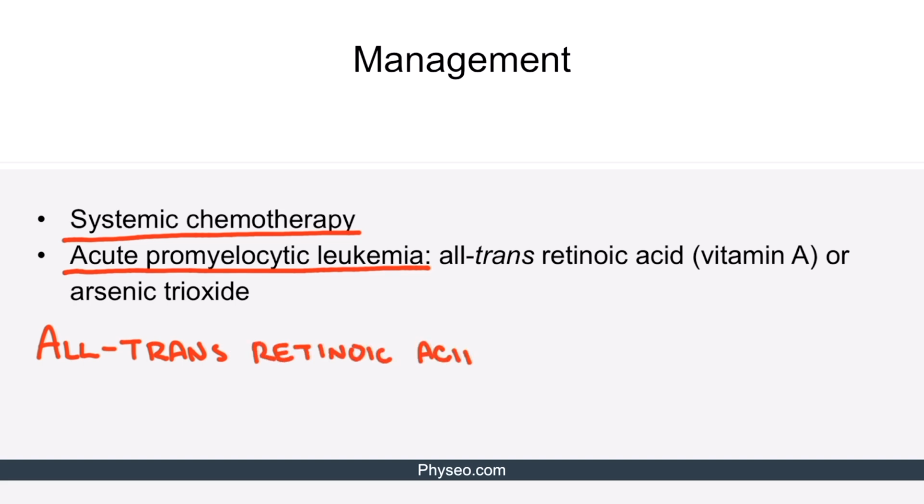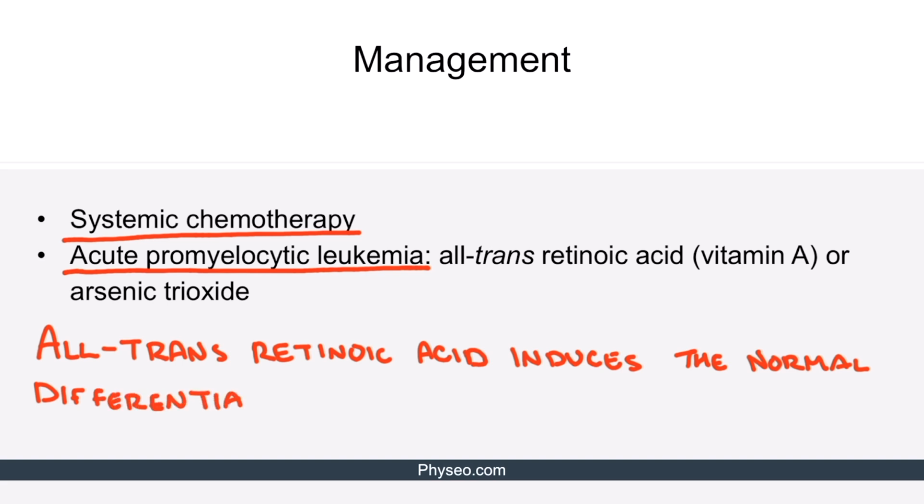It's mostly treated with all-trans-retinoic acid, which is a vitamin A derivative. And this is because all-trans-retinoic acid induces the normal differentiation of promyelocytes. Acute promyelocytic leukemia can also be treated with arsenic trioxide.